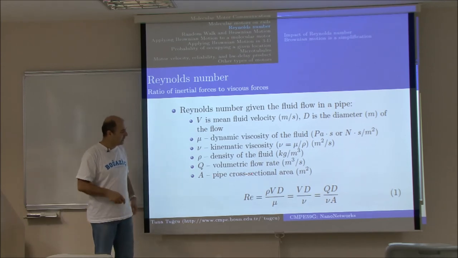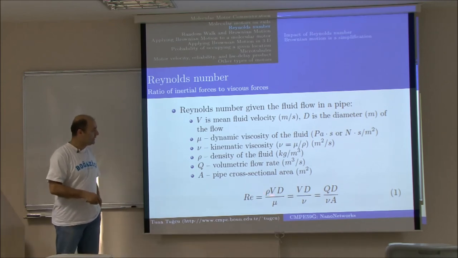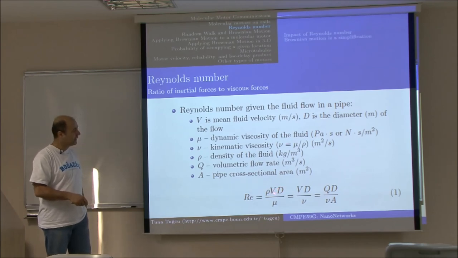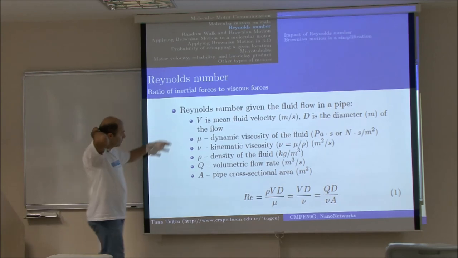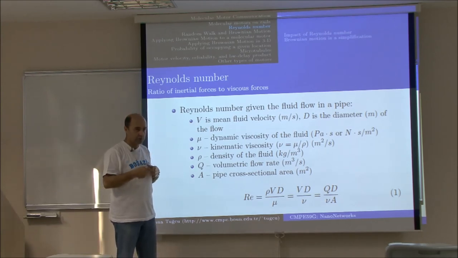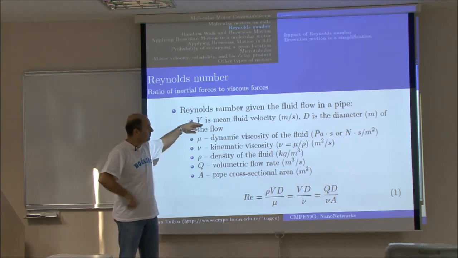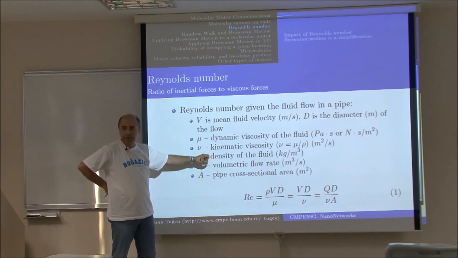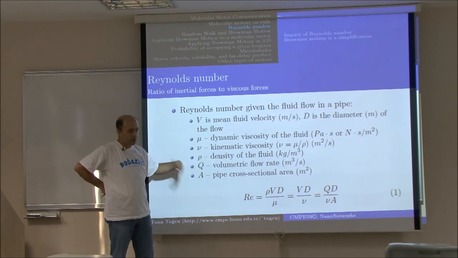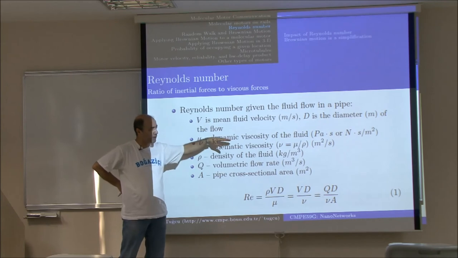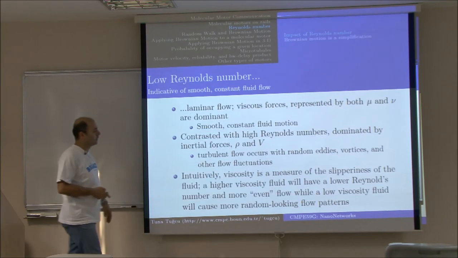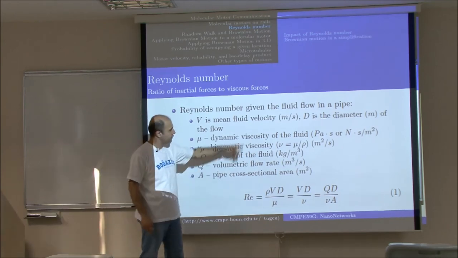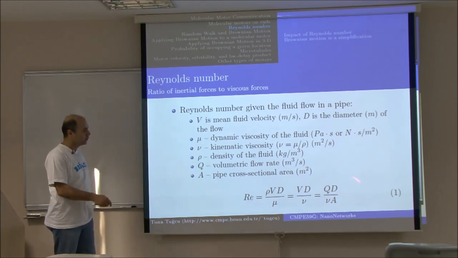Now, given these parameters, we can write the Reynolds number as the density of the fluid times the mean fluid velocity times D, the diameter of the flow, over the dynamic viscosity. Let's look at the values that are directly proportional: the mean fluid velocity, the diameter of the flow, and the density of the fluid, depending on the type of fluid you have. The inverse proportion comes from the dynamic viscosity of the fluid. Okay? Another way of writing that, doing the substitutions, would be V times D over nu, or Q times D over nu A.